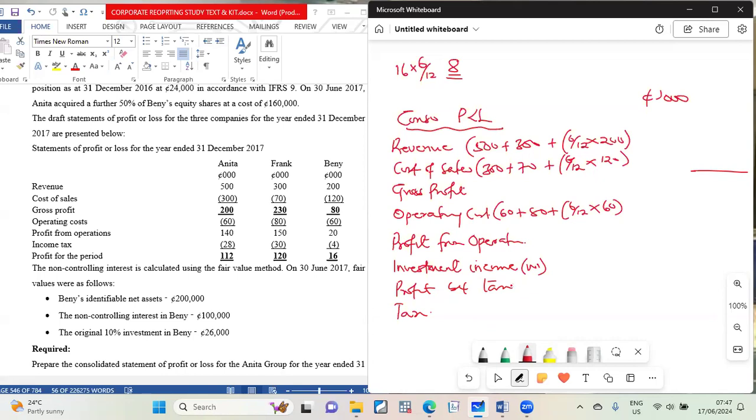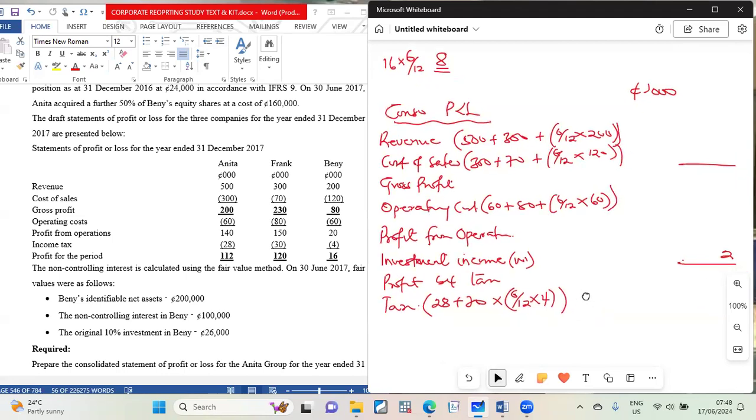So, and we have profit before tax. As for this one, I know it's 2,000. So since we put 3 zeros there, let me write 2. All right. So that is that. And tax is how much? Tax is 28 plus 30 plus 6/12 of 4. All right. So that is that. So let's close them and put in the figures.